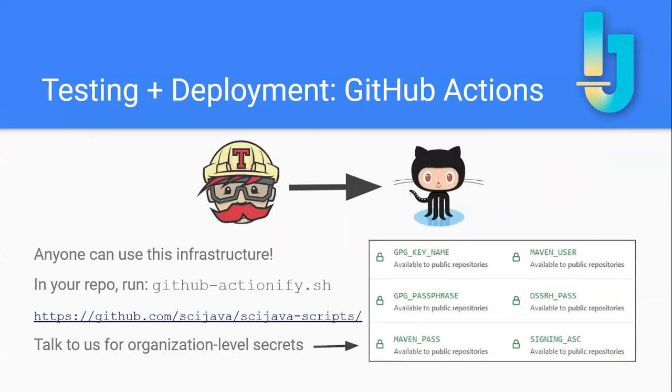On the testing and deployment side, we migrated all of LOCI's projects from Travis to GitHub Actions for continuous integration. If you're interested, anyone can use this infrastructure for their repository. You just run the Actionify script from SciJava scripts. And you will also have to do a one-time organization level setup of secrets, but just talk to us and we can help set those up for you.